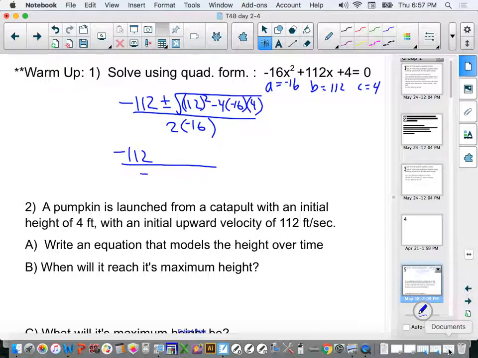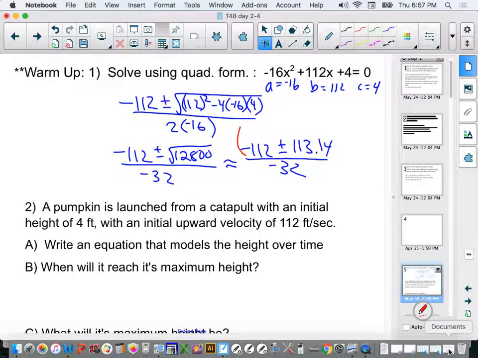Now you should simplify those three parts separately by typing into my calculator 112 squared minus 4 times negative 16 times 4. I end up getting 12,800. The square root of 12,800 is 113.14. So my answers here would be negative 112 plus or minus 113.14, all divided by negative 32.